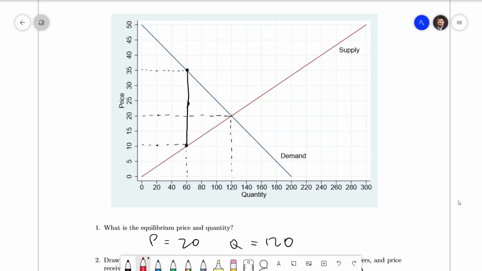We can also look for the tax incidence on the graph. Looking at our tax wedge right here, for the sellers, we have this distance right here, which is 10, and for the buyers, we're going to have this distance right here, which is 15. And those add up to the full tax wedge height of 25.